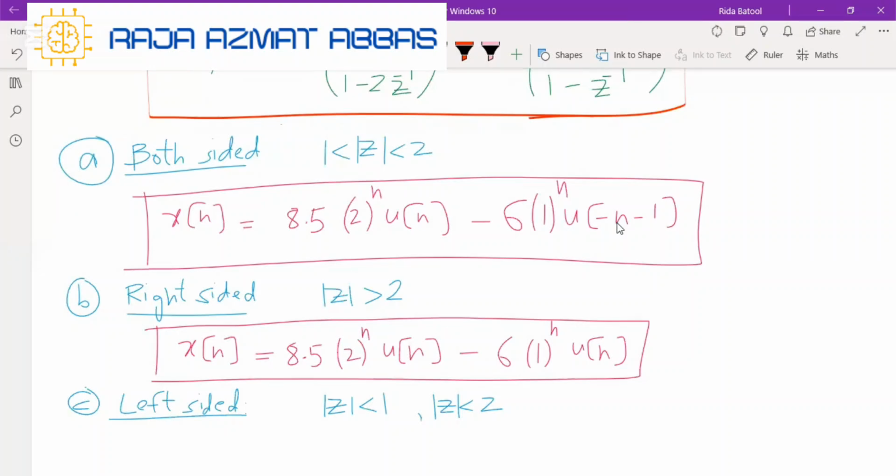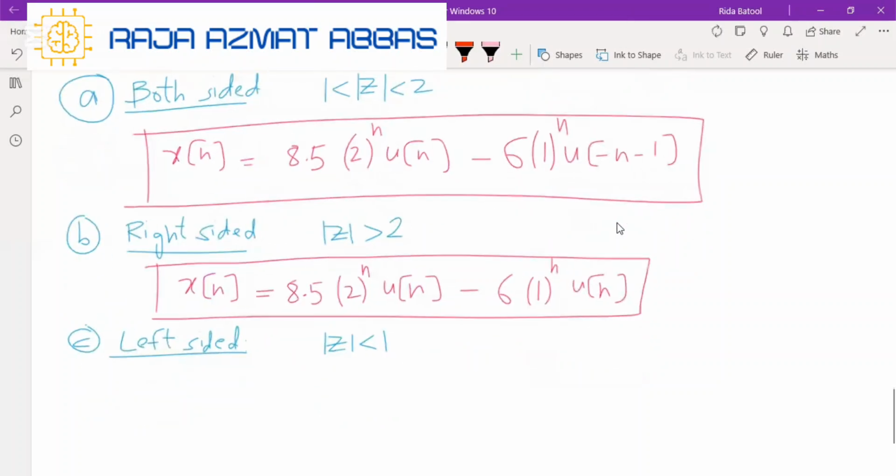No. If you consider Z less than 2, it will also include the region in between 1 and 2. It is not going to satisfy Z less than 1. So the final ROC will be Z less than 1, because Z less than 1 satisfies both, but Z less than 2 does not satisfy the first condition. Now this is the final ROC.